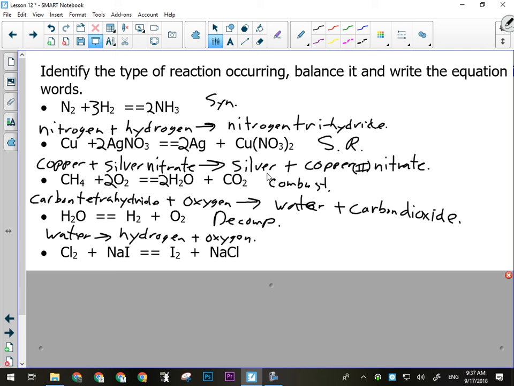And then we have to balance. Already the hydrogens are balanced, but the oxygens are not. So when I balance them, that'll throw off my hydrogens. There's 2 oxygen over here, so I need to put a 2 here to balance the oxygens, which gives me 4 hydrogens. So I need to put a 2 here to balance my hydrogens. Okay, everybody with me on that one?